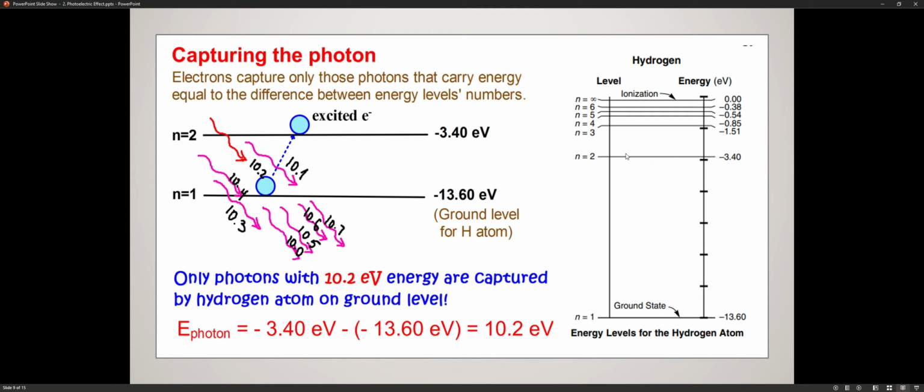The same thing is true for n is equal to 2 to n is equal to 3. For an electron to go from the second energy level to the third energy level, the photon, the frequency of light that's coming in and hitting that electron, must have an exact energy of 3.4 minus 1.5, which is 1.9. So to go from the second energy level to the third energy level, the photon must have an energy equal to the difference between these two levels, which is 1.9 electron volts, the exact frequency of that much.